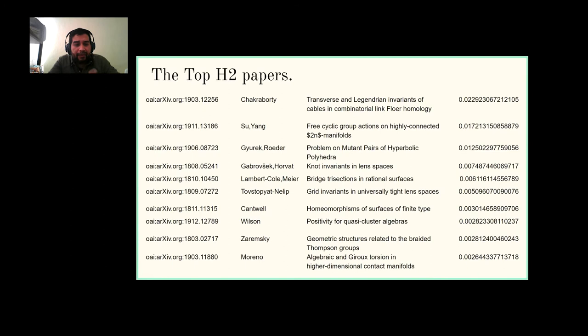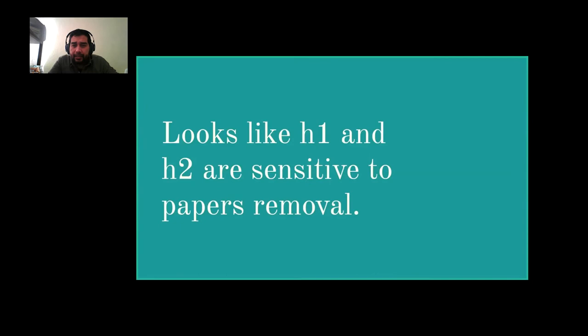I'm pretty glad that some very important names and good papers appear on this list. So that means for me, it gives me the feeling that H1 and H2 are really sensitive to the holes in knowledge. But still, I'm pretty sad.